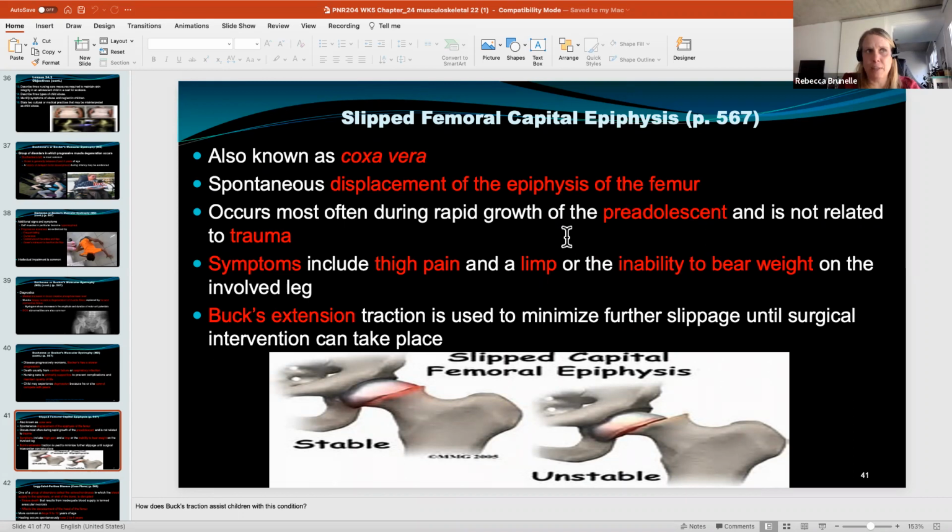It usually happens in adolescence, during a rapid growth spurt, and it's not related to trauma. They're growing really quickly, and then the femur head just kind of slips out. It usually just gets better on its own, but if it's causing problems, you can do this Buck's traction to help pull it back into place.